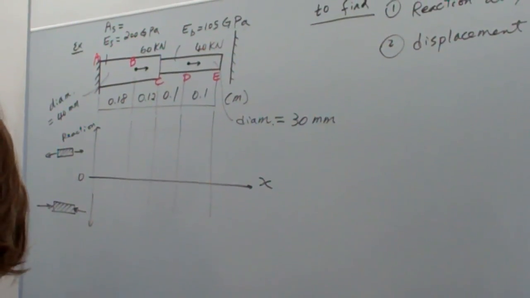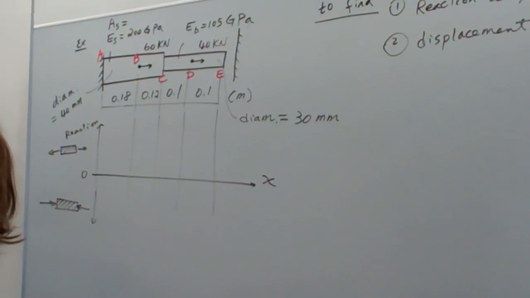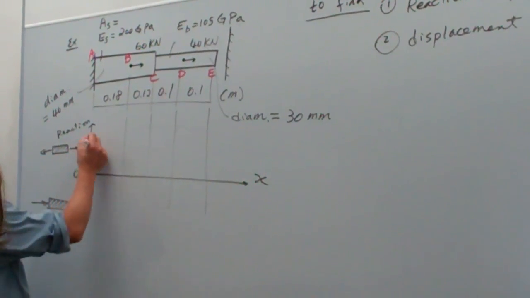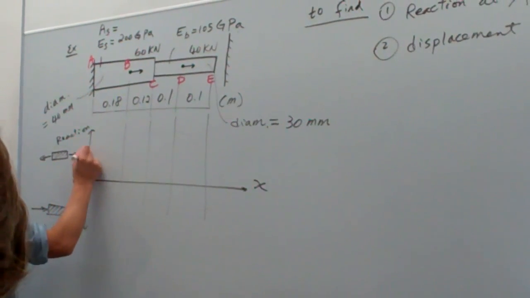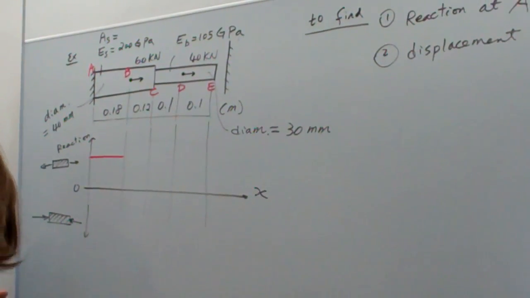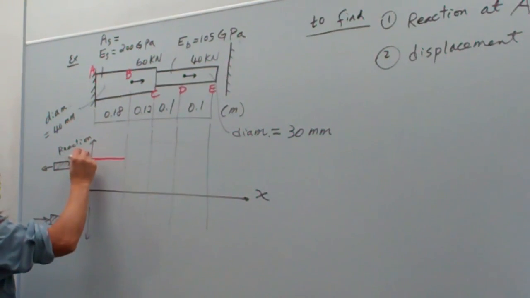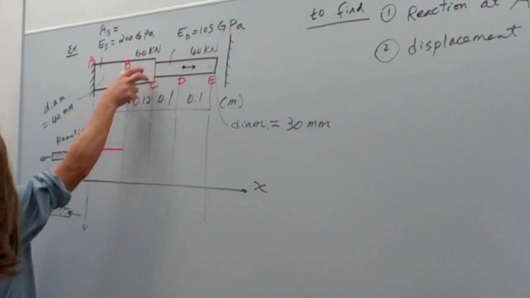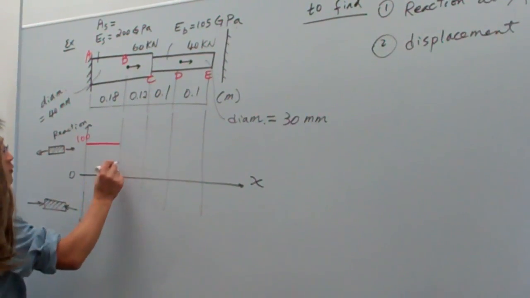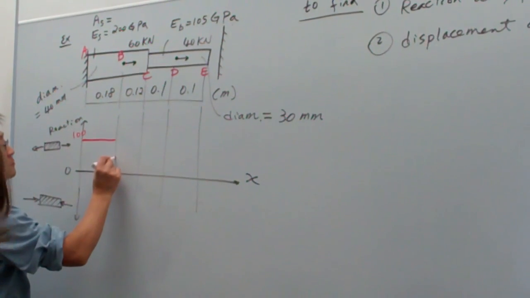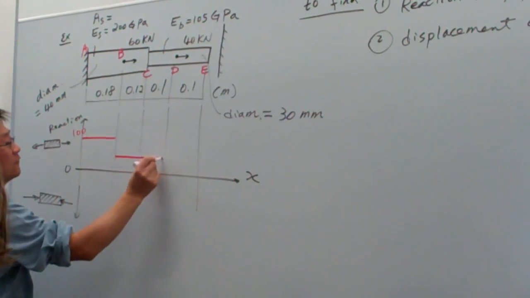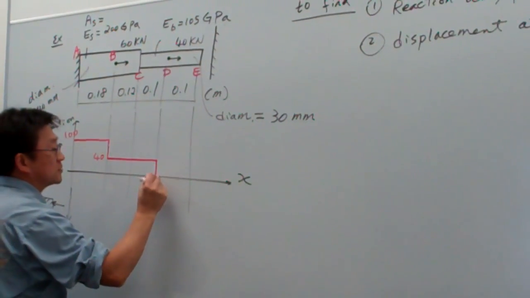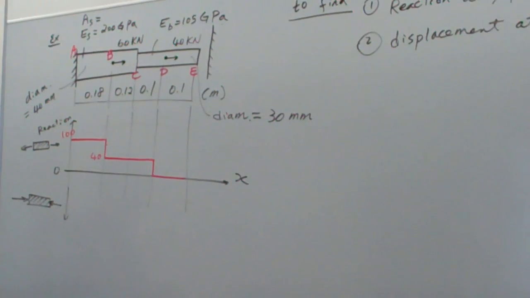Okay, now for this one, we can quickly draw the reaction. Allow me to quickly draw the result. In section AB, the force should be equal to, if you do the calculation quickly, 100. Then in BC, that would be equal to 40, and the same 40 here. And then the final one is zero.